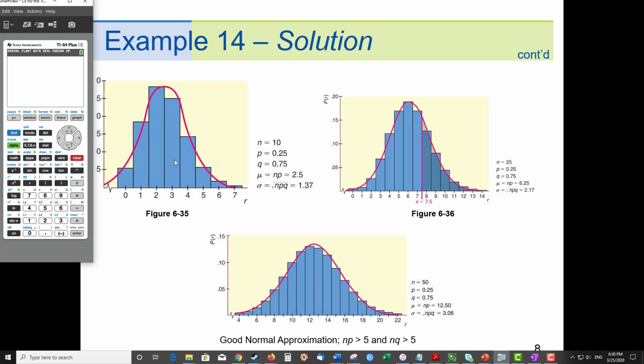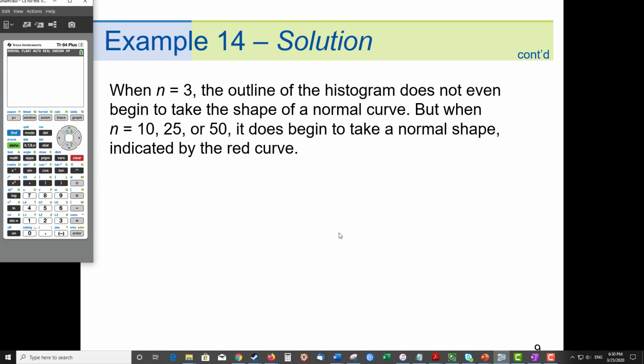So as we get bigger, notice how we get closer and closer to our normal curve. That's what we're looking for.